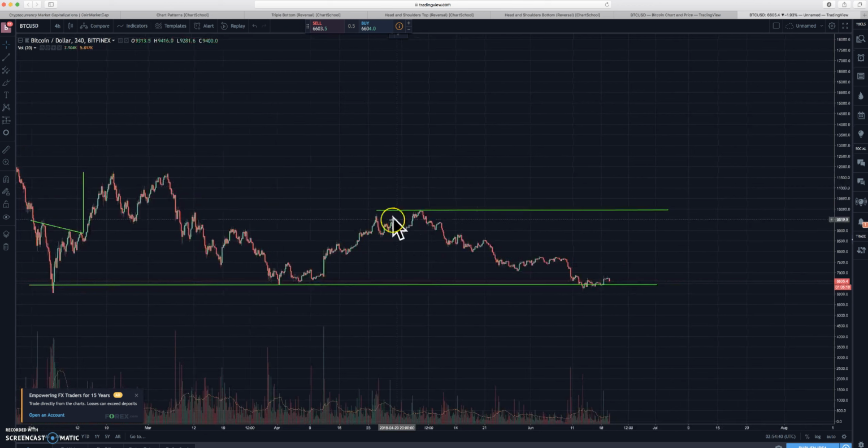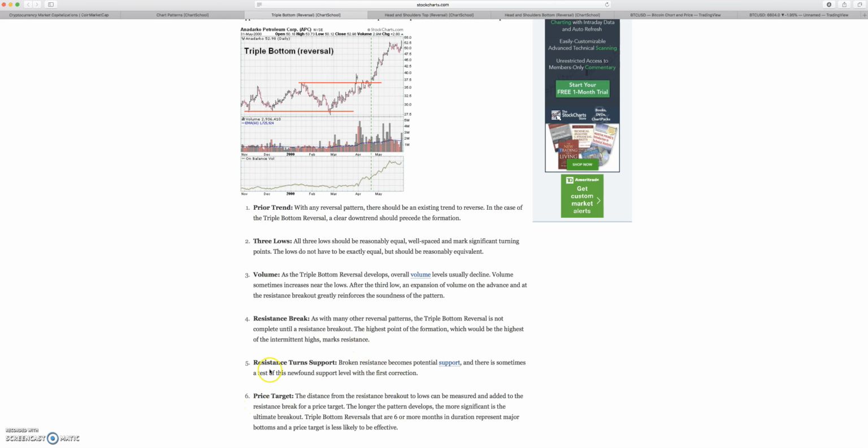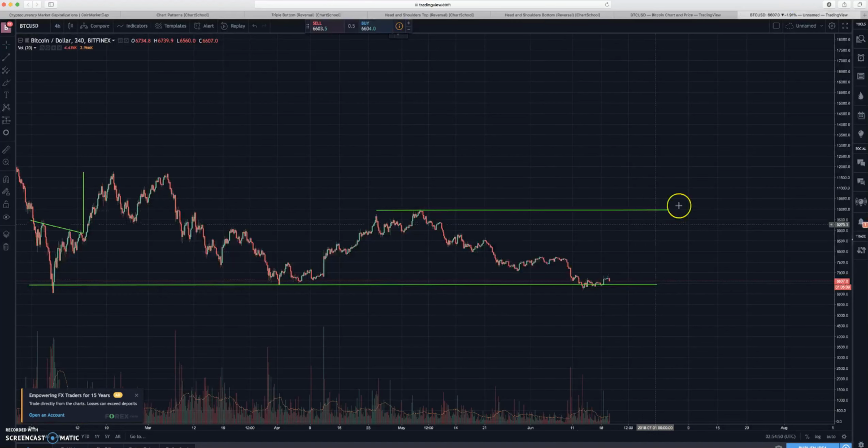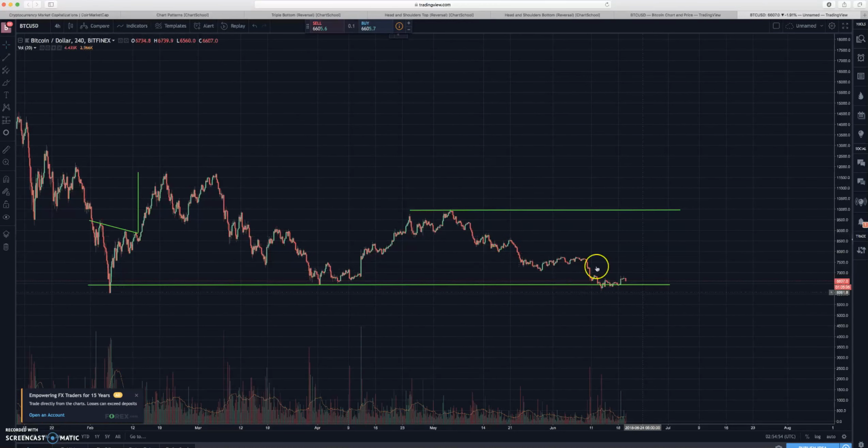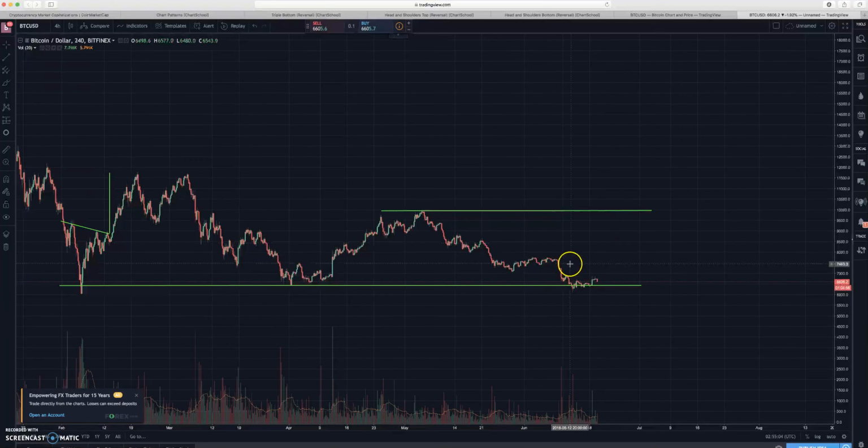Once we see us break through this, the next thing that we're looking for is resistance turning into support. So we need to definitively break through this resistance line for this triple bottom to be intact and for this pattern to be valid. So it is possible that we end up going in a different direction. This pattern playing out the way it is doesn't necessarily mean it's going to break through this $9,000, $10,000 mark. This is just something that would make this pattern valid. So if that makes sense.